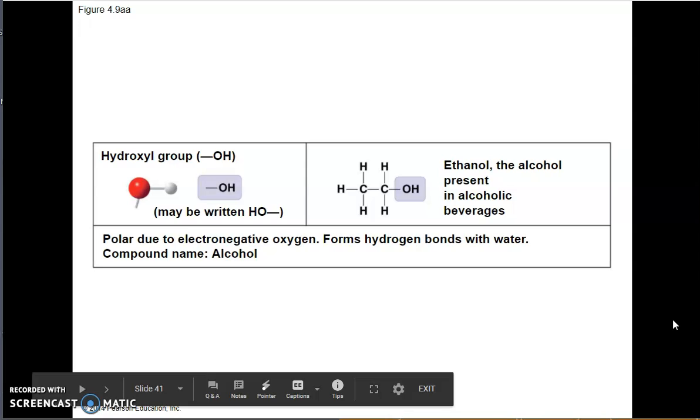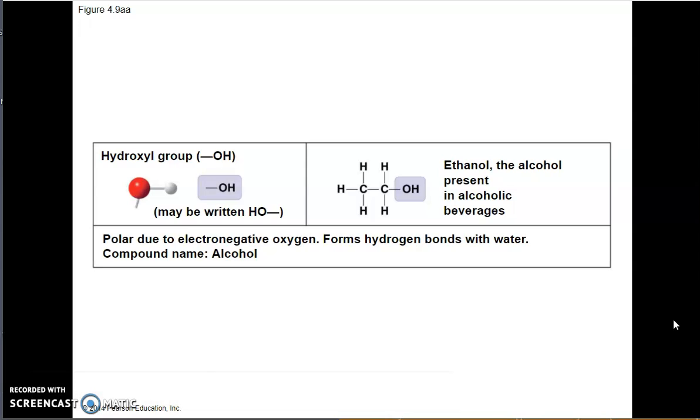In a hydroxyl group, that OH, a hydrogen atom forms a polar covalent bond with an oxygen atom, which forms a polar covalent bond to the carbon skeleton. Because of these polar covalent bonds, hydroxyl groups increase the solubility of organic molecules. Organic compounds with hydroxyl groups are alcohols, and their names typically end in the OL ending.